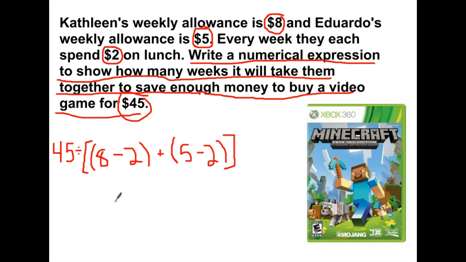All right? So I have my numerical expression. Does it say to evaluate it? Nope. So I'm just going to have my expression here. 45 divided by brackets, parentheses, 8 minus 2 plus parentheses, 5 minus 2, end it with some more brackets.